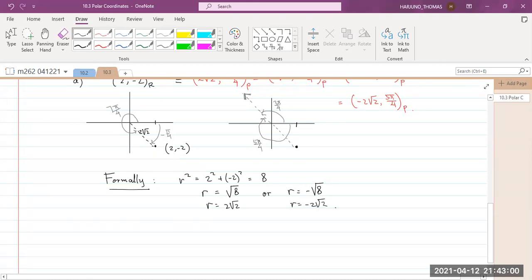If you can choose, we tend to choose the r to be positive. But here's the issue: what about the theta? Tangent theta equals y over x, right? The y is negative 2, the x is 2. Oops, sorry, yeah, that's right. That's negative 1. So theta equals tangent inverse of negative 1.